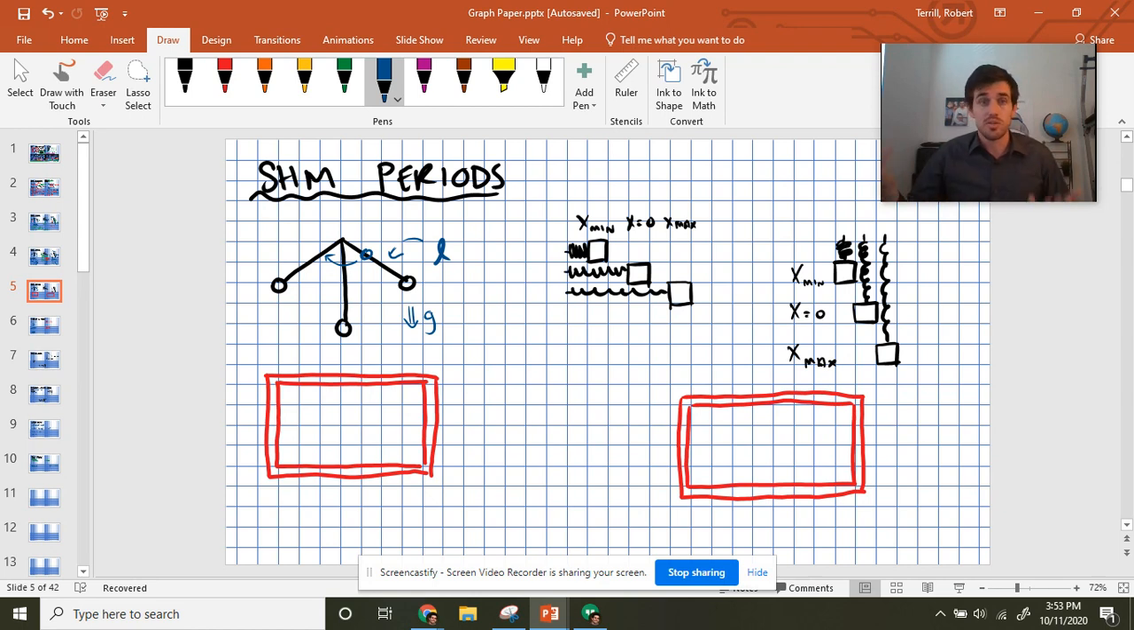Whereas if you're on the moon and you did something like this, it would just take its time. It's not going to accelerate very fast on its way down. And then after it gets past that equilibrium position, it's going to take a while for it to slow down on its way back up. So the period of a pendulum is based off of the length and the strength of the gravitational field.